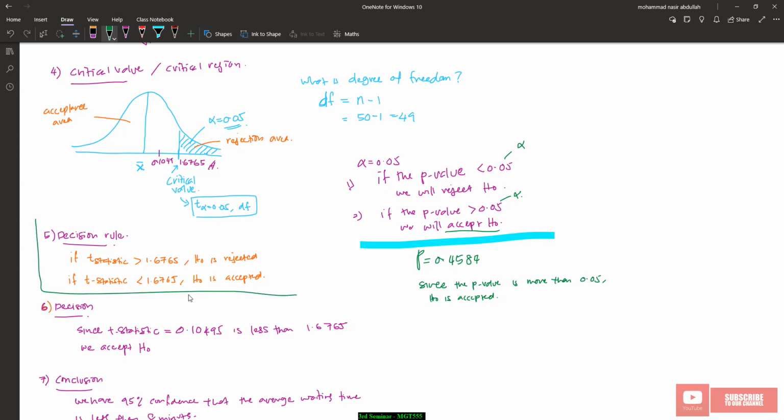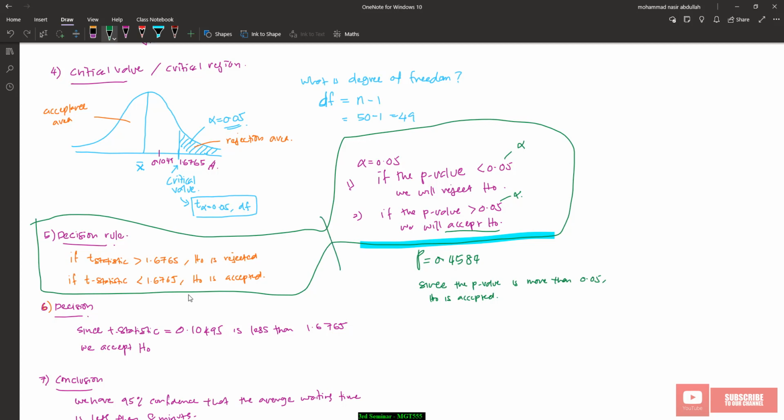You can see here, the decision rule for critical value, and this is the decision rule for p-value. P-value, critical value. Right?